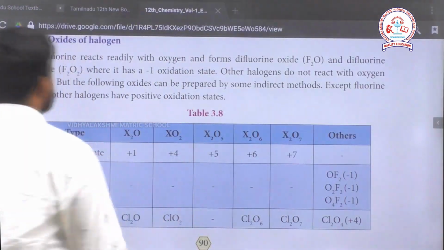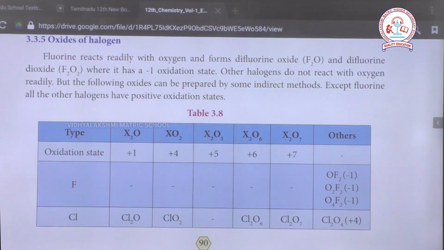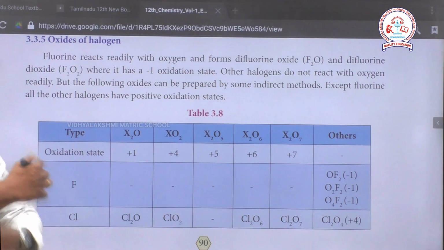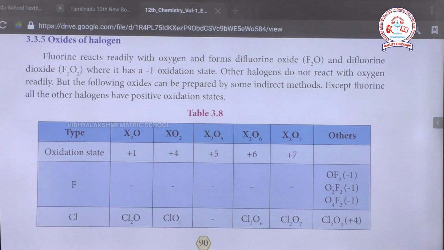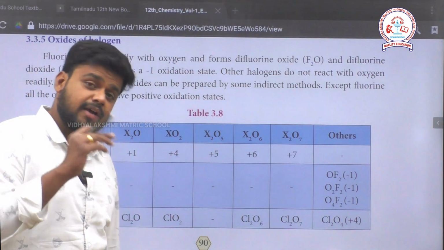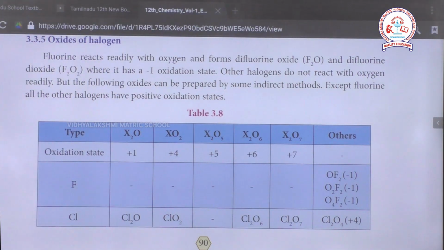Look at it. See, we have discussed this. Fluorine reacts with oxygen to form difluorine oxide, then difluorine dioxide. In both, the oxidation state of the fluorine is -1. Then other halogens do not react with oxygen so readily. So, except fluorine, all other halogens have a positive oxidation state. Fluorine alone has a negative oxidation state. Rest of the halogens have positive oxidation states.